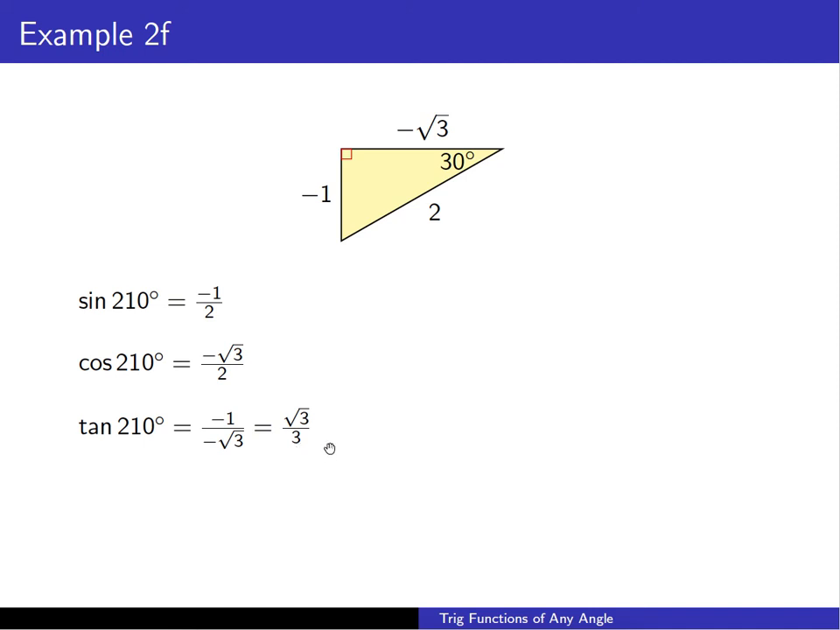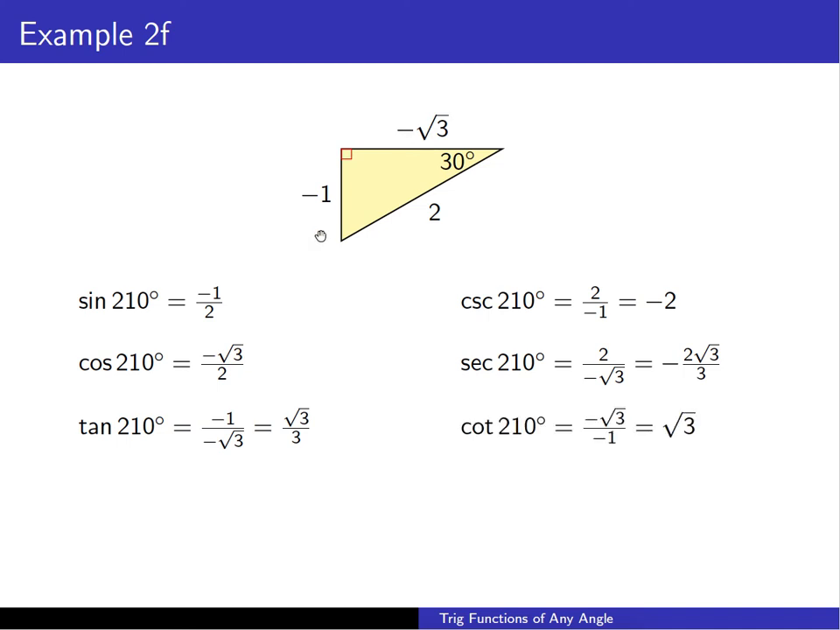Reciprocal of sine is cosecant, so the cosecant of 210 degrees, r over y, 2 over negative 1 is negative 2. For secant, reciprocal of cosine, r over x, 2 over negative square root of 3 is negative 2 square root of 3 over 3, after we rationalize that. And then finally, cotangent of 210 degrees, x over y, negative square root of 3 over negative 1 gives us positive square root of 3.